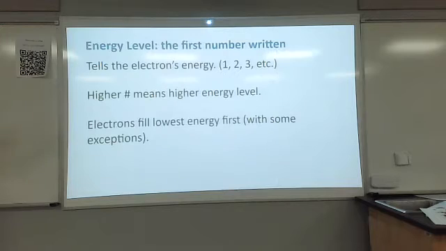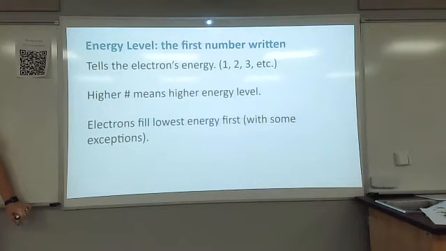So the first part of it is this number. The first number is the energy level. Okay, so we're writing this down, yes? Yes. The first number is the energy level. Energy level, the first number written. It tells you the electron's energy. Okay, 1, 2, 3, all the way up to how many? As far as we know, what's the maximum energy level?